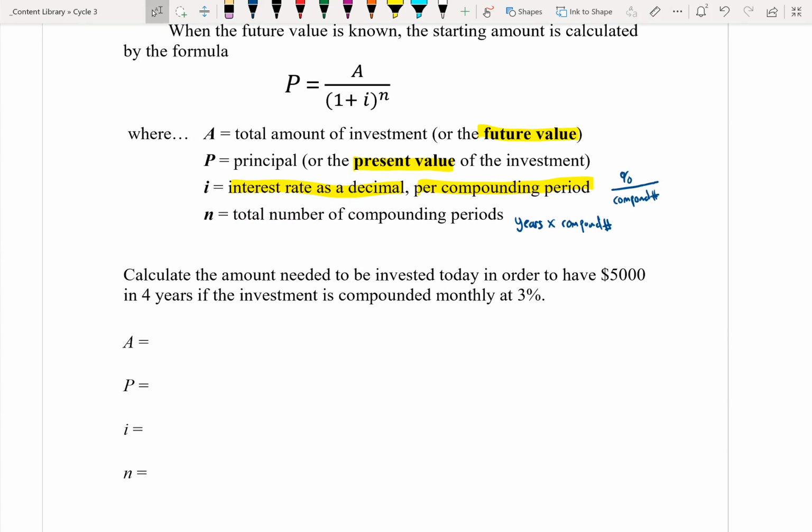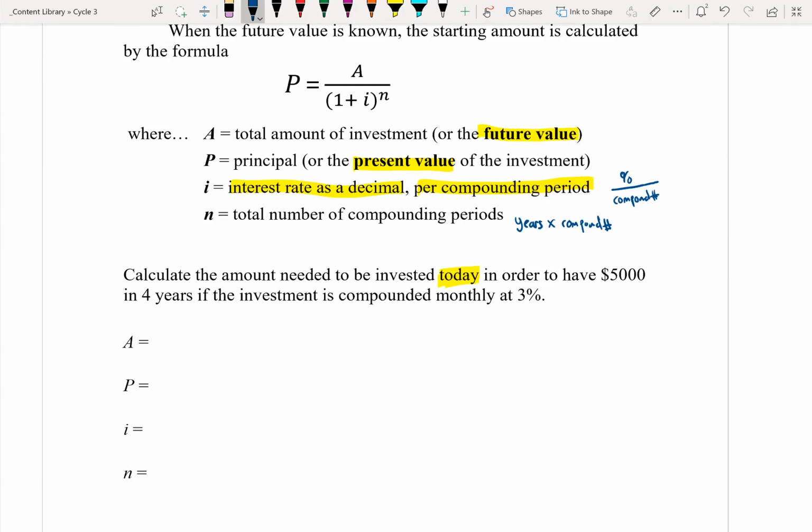The first thing we're going to do is look through an example. Calculate the amount needed to be invested today. I'm going to highlight this because this is important. This is what you're going to be looking for. Any question where you're trying to find out how much do I need to invest today, how much do I need to invest now, that's going to key you into what formula you have to use. Anything that refers to how much you need to have in the present, you're going to use this formula.